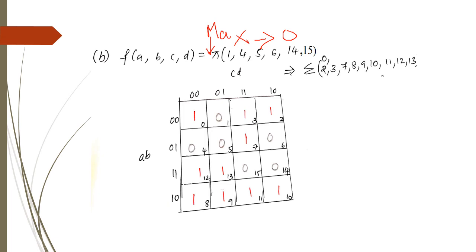So you can write this, 1, 4, 5, 6, 14, 15 as 0, as summation of 0, 2, 3, 7, 8, 9, 10, 11, 12, 13. Wherever you have 0, 2, 3, 7, 8, 9, 10, 11, 12, 13, there you put the cell value as 1. Now you just need to do the grouping. I'll start with this, I can group this 12, 13, 8 and 9.